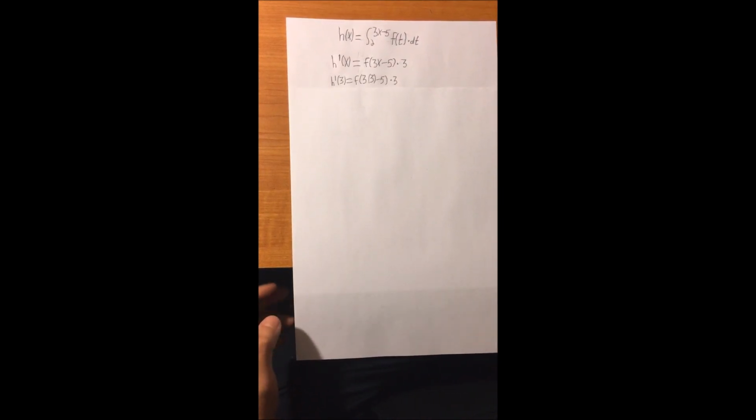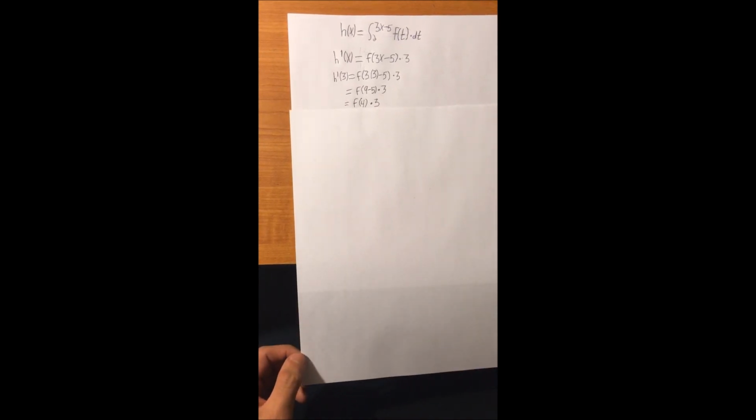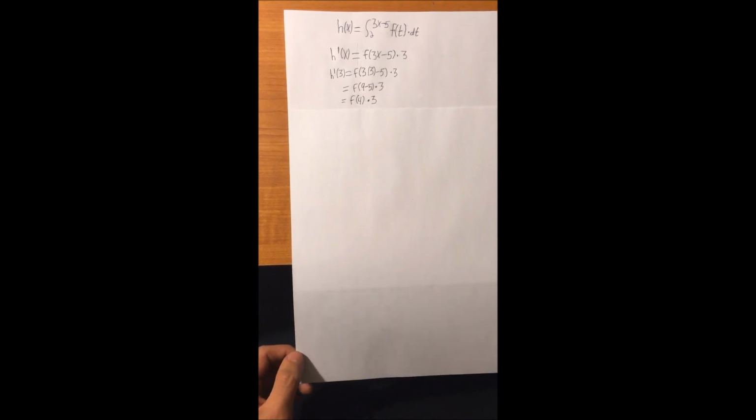Now, when we plug in 3 for x, we get the equation equal to f of 3 times 3 minus 5 times 3. When we simplify this out, we get f of 4 times 3, in which f of 4, going back to the graph, is equal to 1, so that h prime of 3 is equal to 1 times 3, or 3.